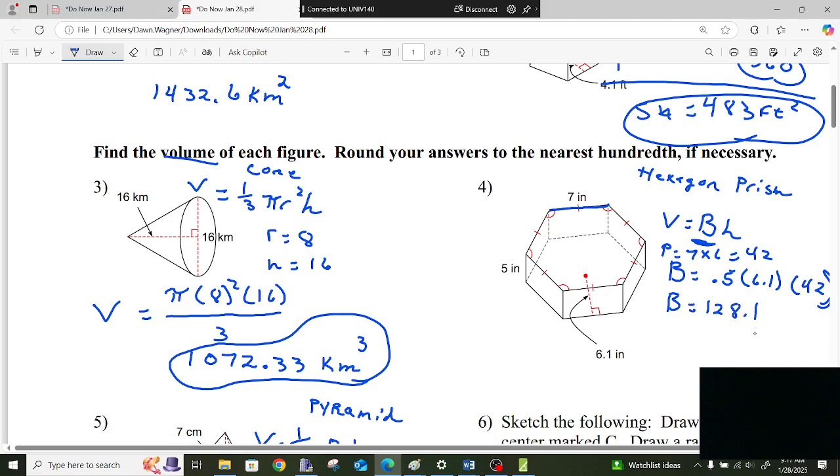Okay, so that's the area of the base. Now I need to multiply the area of the base times the height for the full volume. What was the height? 5. So it's going to be 128.1 times 5, right? And so what's my volume? And since it's volume, that's when I use the cubic.